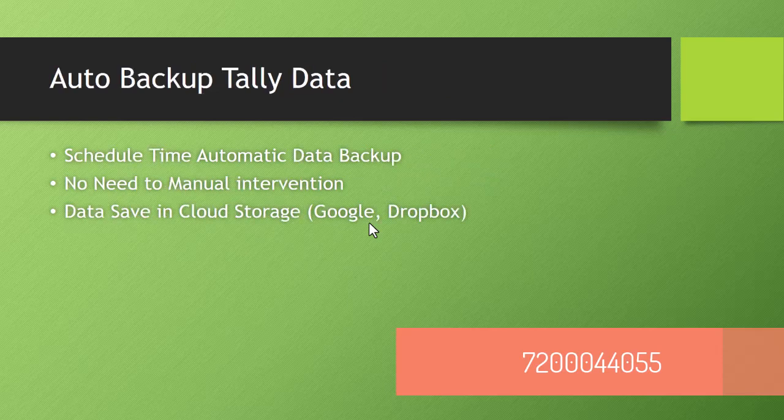The second one is the most important nowadays, as most computers are affected by viruses, power failure or disk failure. Anything can happen, right? So we prepared one program called auto backup. It means your Tally data is backed up automatically on a daily basis at the scheduled time. If it is stored in your local drive, it's not good, because if your hard disk gets a problem, it's not possible to recover your data.